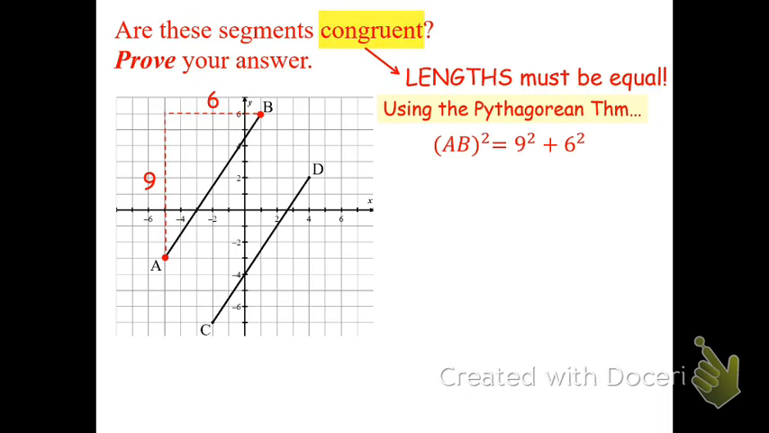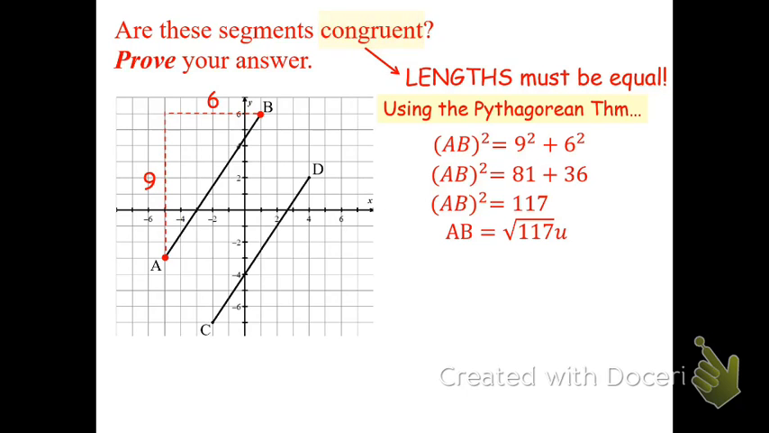9 squared is 81, 6 squared is 36. The sum of those two numbers is 117, so AB squared is 117. However, AB would be the square root of that. So AB is the square root of 117 units. Now we don't need to approximate this because we just want to show that the other segment has the same value. So let's go ahead and now do segment CD.